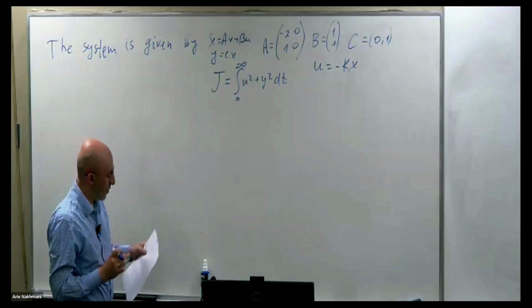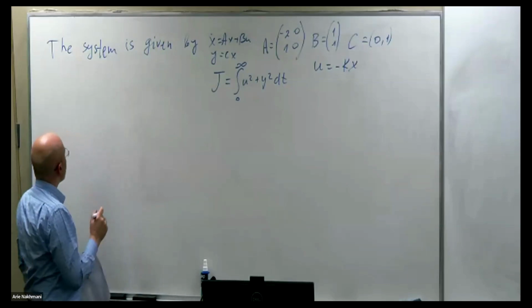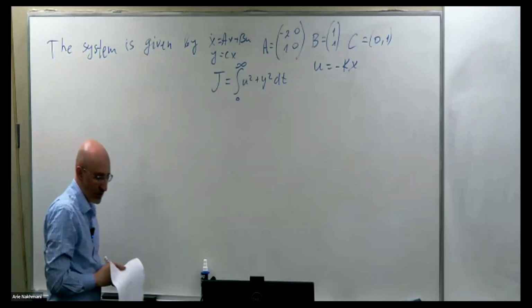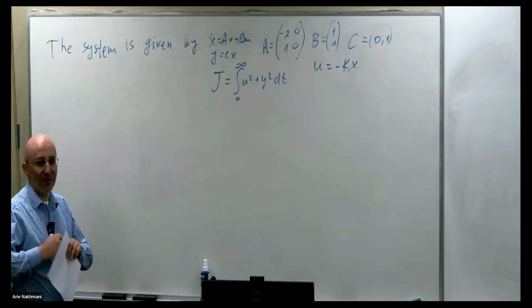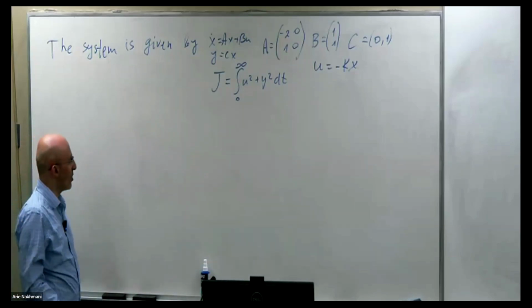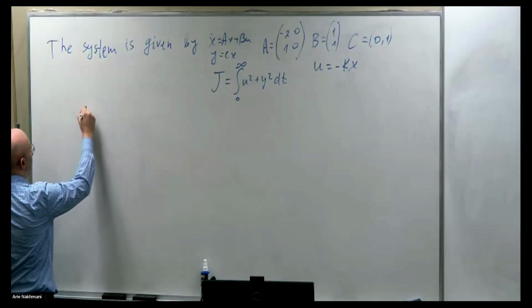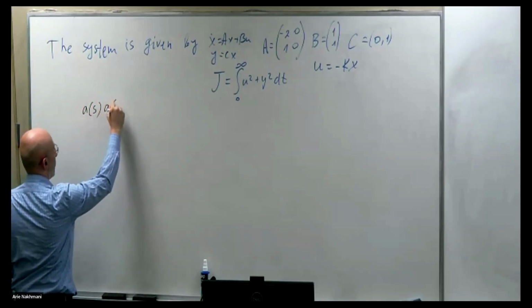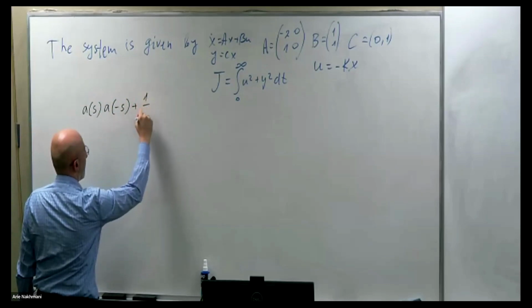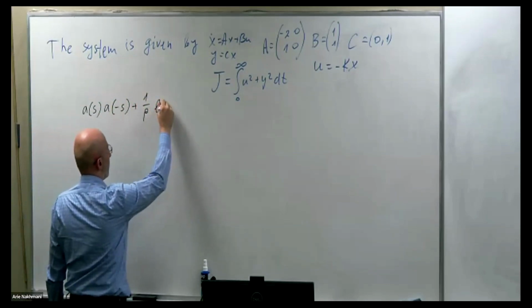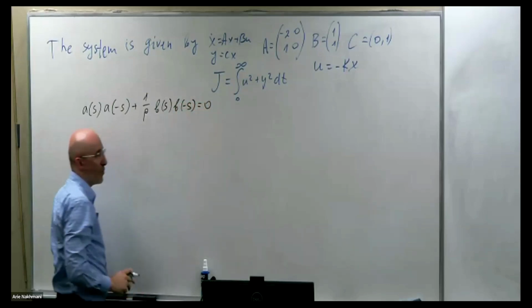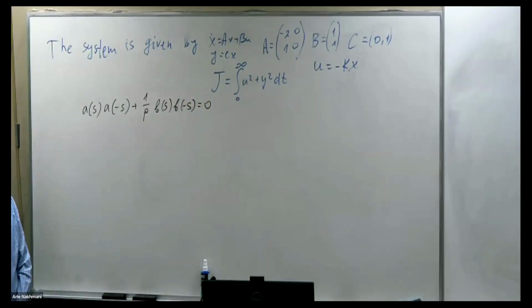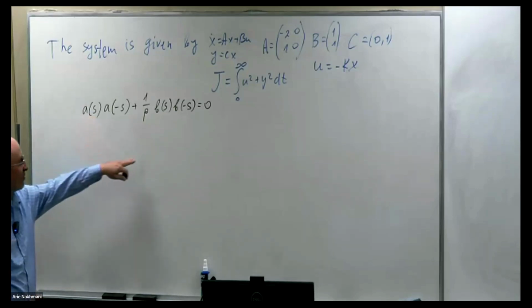Okay. So we want to minimize that. Okay, now let's do the solution. If you remember, we need to solve a new equation. And this new equation will be A of s times A of minus s plus 1 divided by rho, B of s times B of minus s equals 0. But for that, we first need to find the transfer function, right? Because you need a polynomial for A and a polynomial for B.